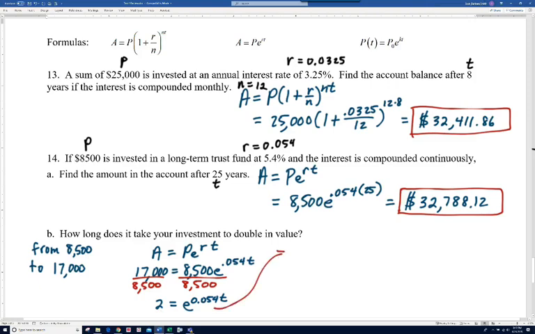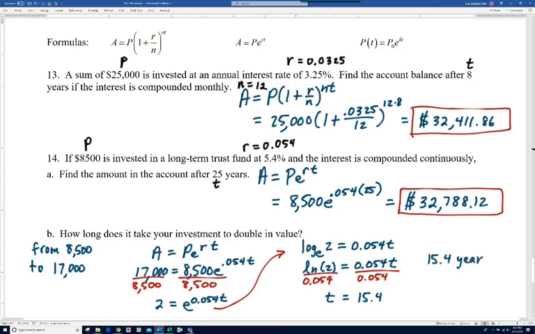So let's go ahead and switch forms now. This becomes log base e of 2 is equal to 0.054t. Again, if you want to check it, e to this power equals 2, which is what we've got. Let's write that in the natural log form. That's how we normally write it. And we need to divide both sides by 0.054. Natural log of 2 divided by 0.054 is about 15.4. So it takes about 15.4 years.